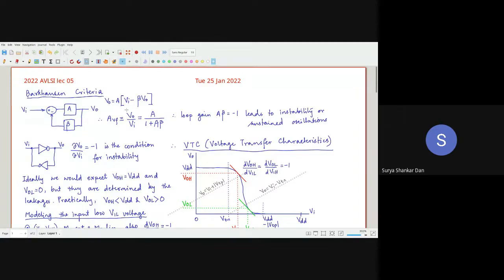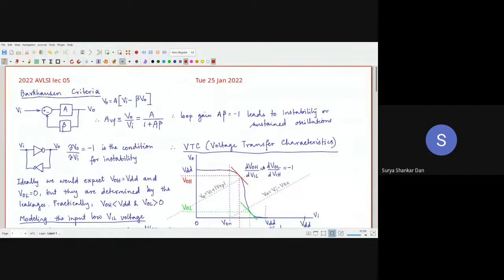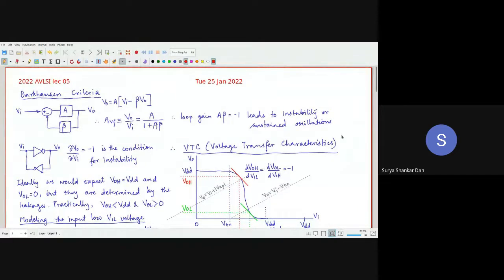Fine. So today we are going to learn about the noise margin modeling. Before we go ahead with the noise margin, we have to first understand the very basic concept of stability of a circuit. So this is a typical Barkhausen criteria. I'm not going into much about the control systems way. I think you have studied it in your BTech.